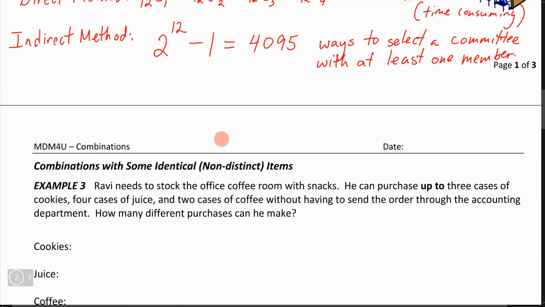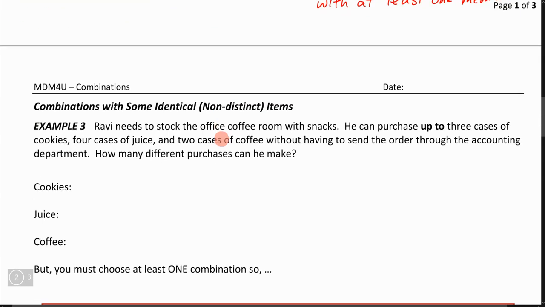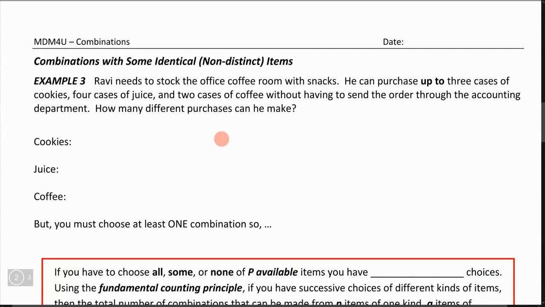Okay. Moving on, example number 3. So here's an example of combinations with some identical items. Ravi needs to stock the office coffee room with snacks. He can purchase up to 3 cases of cookies, 4 cases of juice, and 2 cases of coffee without having to send the order through the accounting department. How many different purchases can he make?